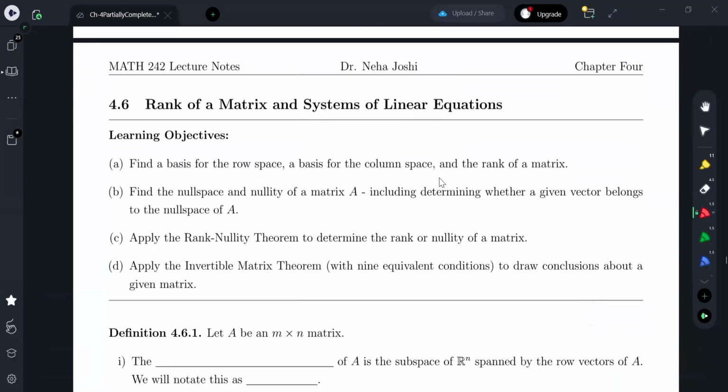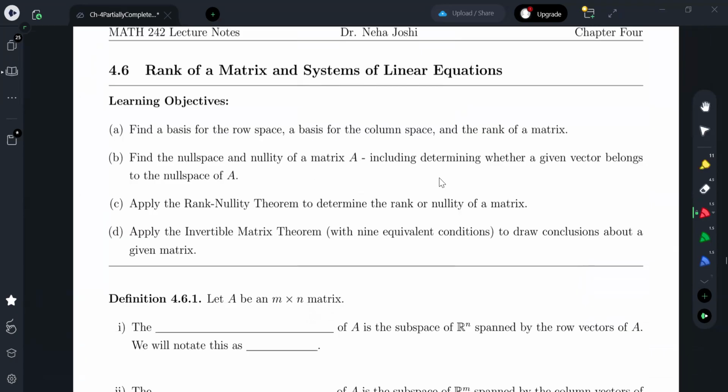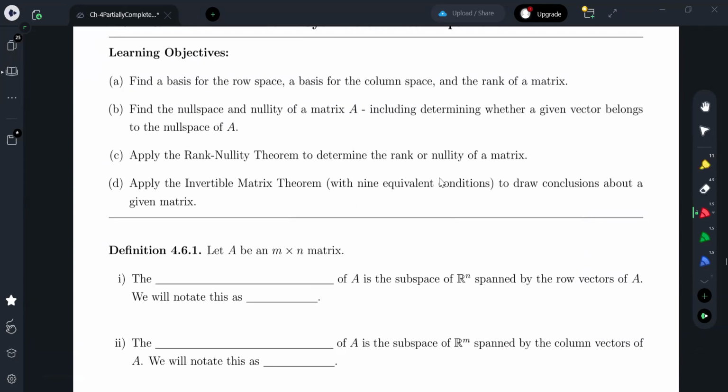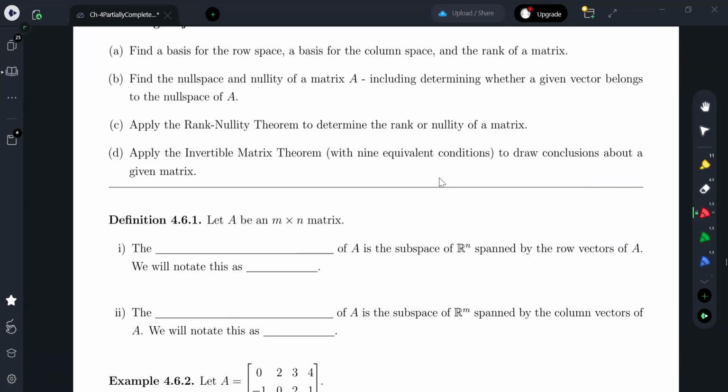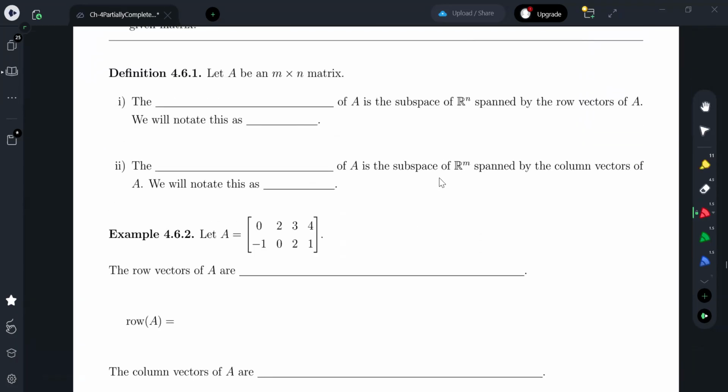Okay, so 4.6 talks about rank of a matrix, and every matrix represents a system of linear equations. So some definitions that I want to discuss in today's lecture, let's just make sure I give you the right definitions. The row space. So I begin with an m by n matrix. There are three things that you will find. The row space, or two things.